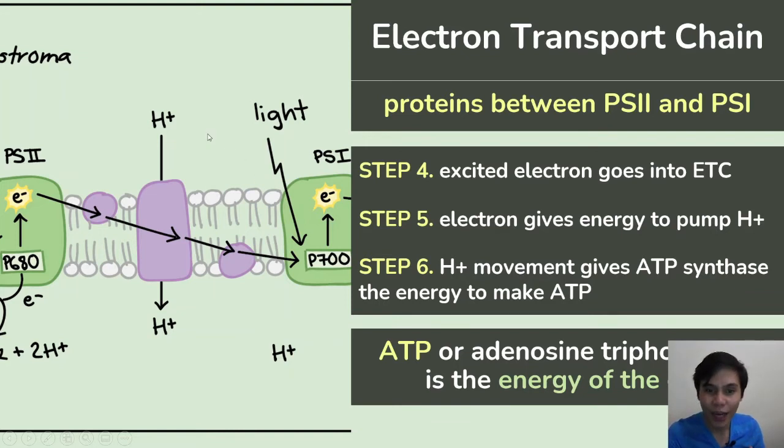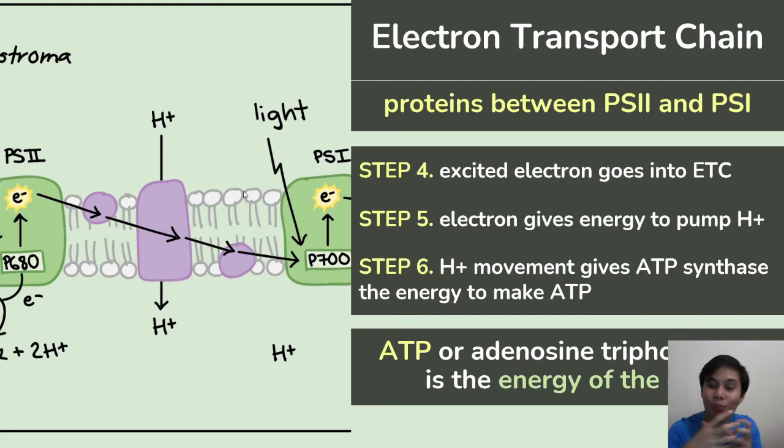So again, this downwards thing goes from the stroma into the thylakoid. So it's pumping hydrogen ions into your chloroplast's inner membrane. And step number 6, your hydrogen ion movement will give ATP synthase the energy to make ATP. So again, when your hydrogen ions get pumped into your chloroplast's inner membrane, it creates a high concentration inside the inner membrane, and it will eventually diffuse back outside.